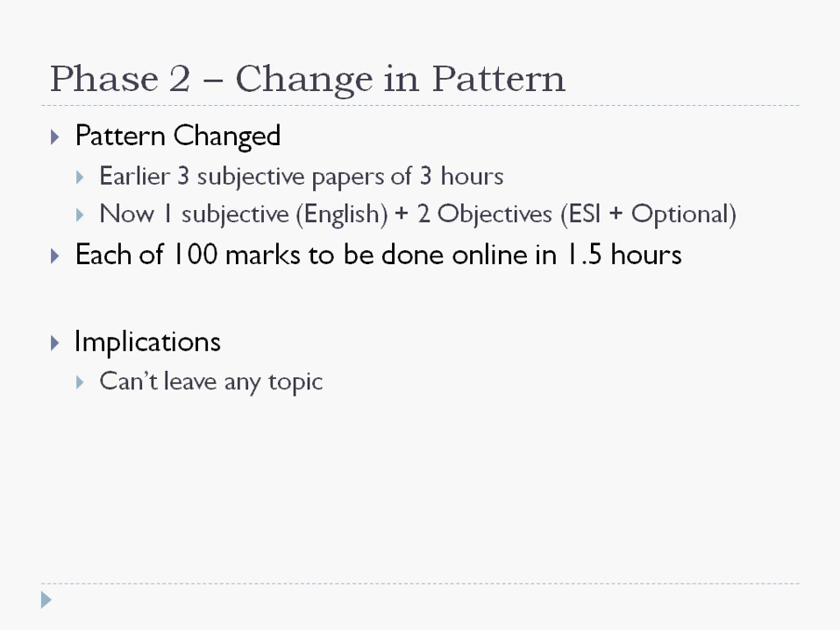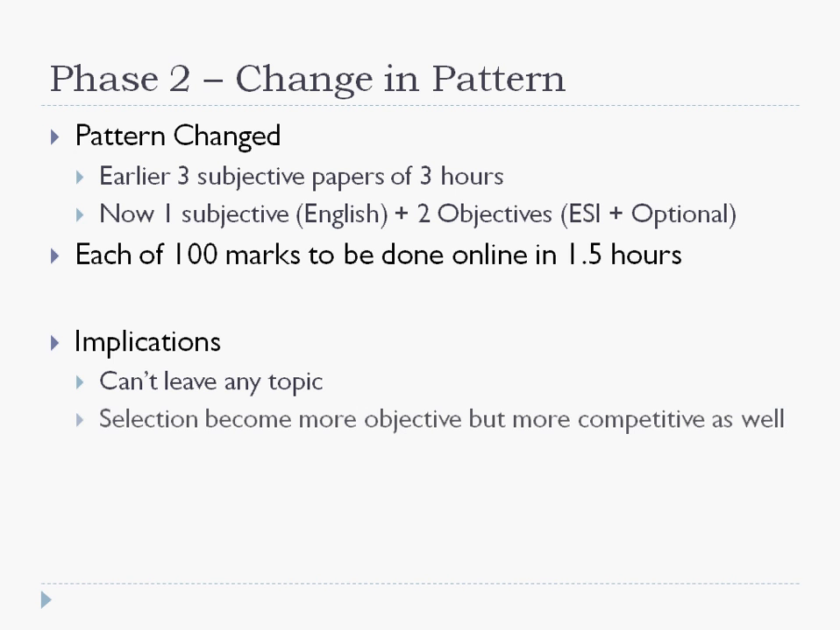The first implication is, earlier the paper was subjective and there were choices. Out of 10 questions you have to do 5. Now there would not be any choices, so you cannot leave any topic. You have to do each and every topic and in larger detail. This means that your study hours would increase, your level of detail would increase. So selection becomes more objective but more competitive as well, right?